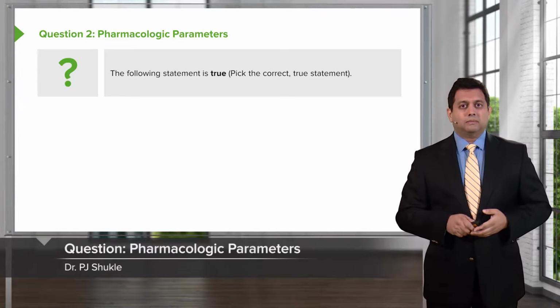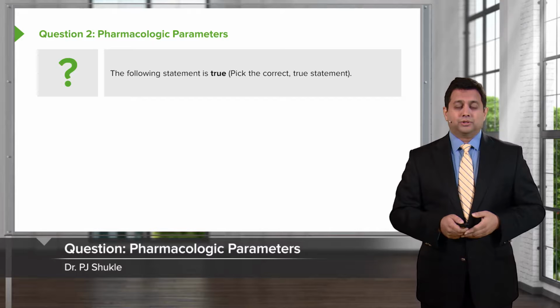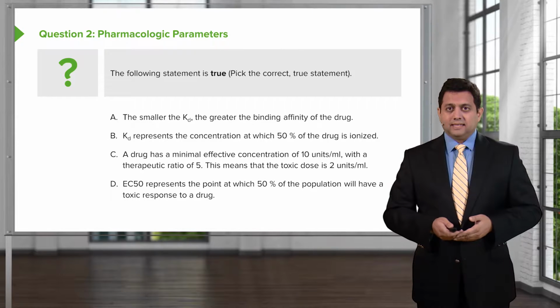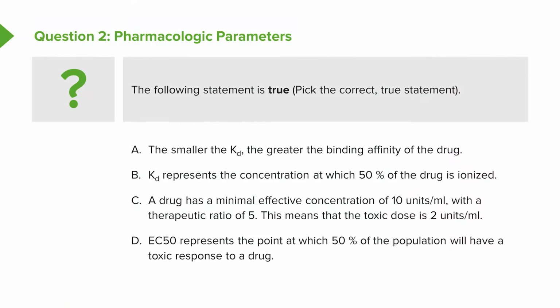The following statement is true. Pick the correct or true statement. A, the smaller the KD, the greater the binding affinity of a drug. B, KD represents the concentration at which 50% of the drug is ionized. C, a drug has a minimal effective concentration of 10 units per mil with a therapeutic ratio of 5. That means that the toxic dose is 2 units per mil. And D, the EC50 represents the point at which 50% of a population will have a toxic response to a drug. Which is the correct statement?